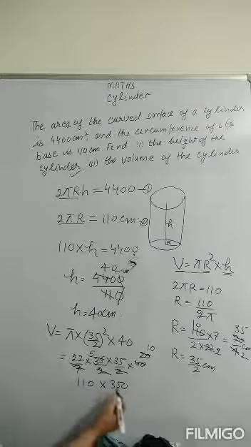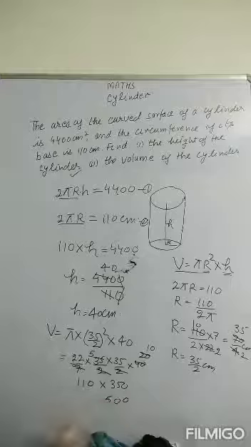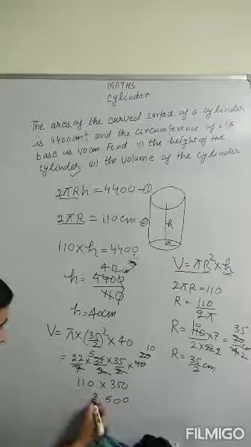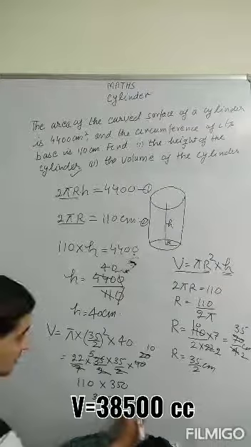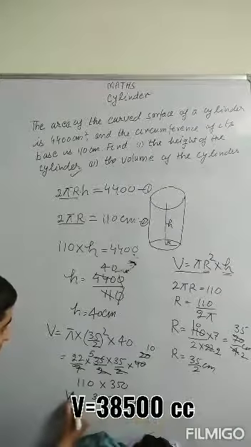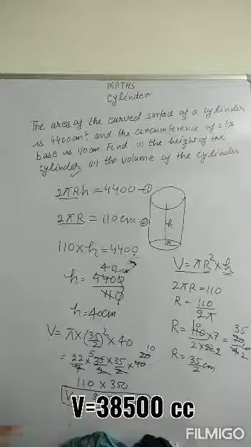So if you further do it, 2 zeros will be here. 11 5s are 55, carry 5, 33, 38. So it will be 38500 centimeters square. So this will give you what? The volume of this cylinder.